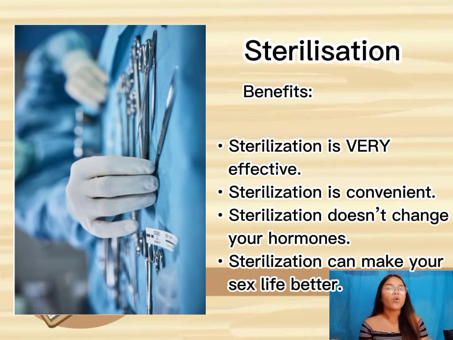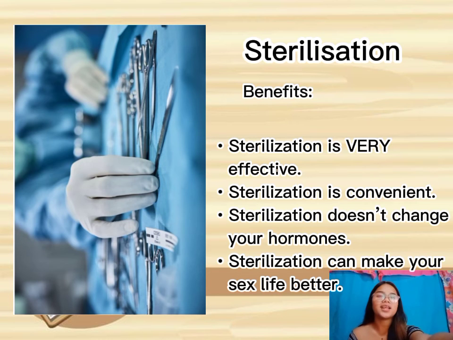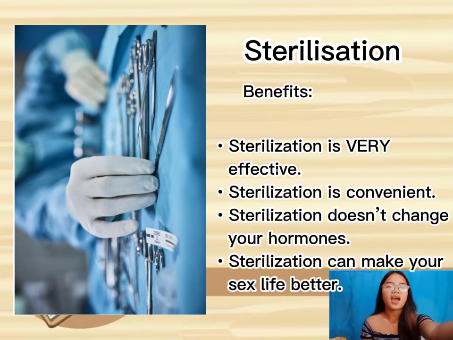Tubal ligation works so well because it's permanent and there's almost no way you can mess it up or use it the wrong way. It protects you from pregnancy 24/7 for the rest of your life. Second, sterilization is convenient. After you get sterilized and the doctor says it's safe for you to have sex without birth control, that's pretty much it.